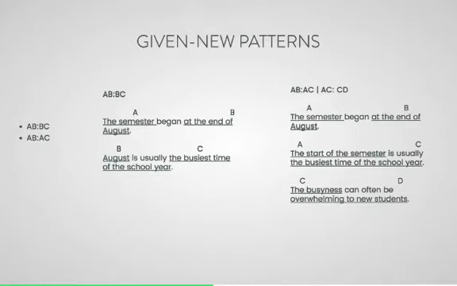To connect the second and third sentence, we have this idea of busyness, or busiest time of the school year, and we repeat that idea in the third sentence. That's labeled C. The busyness can often be overwhelming to students, and that's labeled D. These are just some examples. You can pause the slide if you need to see how we can use these patterns and the given-new principle to create cohesion from sentence to sentence in a paragraph.